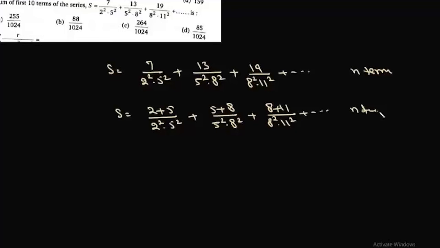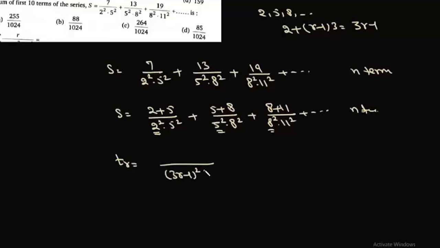Now, if we look at these first terms in the denominator, 2, 5, 8, it is an AP. So we'll find the nth term of this AP, or rth term. So it will be a plus r minus 1 into the common difference, which is 3. So there will be 3r minus 1. So we can write its general term TR as 3r minus 1 whole square. Now this next term is 3 more than the first term. So there will be 3r minus 1 plus 3, so there will be 3r plus 2 whole square. And the numerator is simply the addition of these two terms. So it is 3r minus 1 plus 3r plus 2.